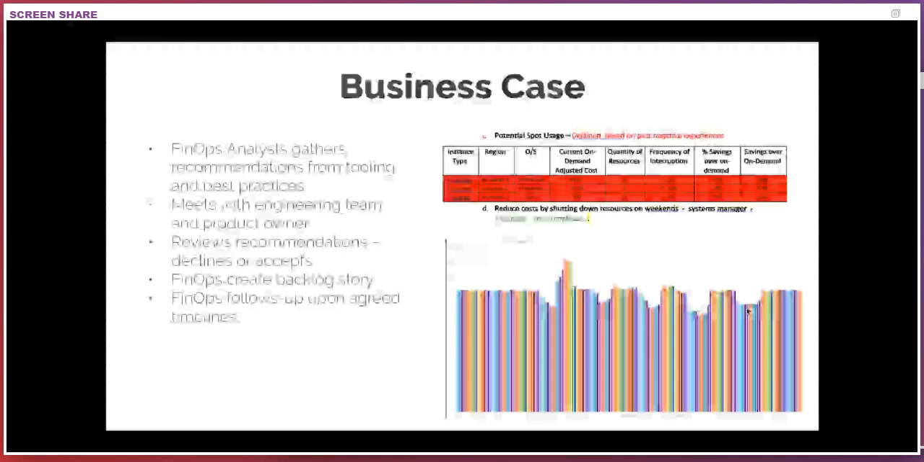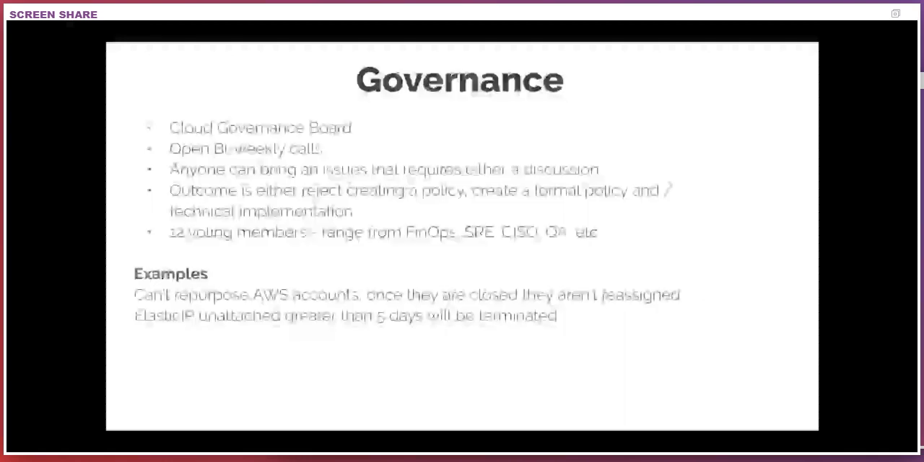And then lastly, I mentioned governance. So we've developed a governance board. It's been about a year now. We host biweekly calls. Anybody in the company can bring issues that they believe require further discussion. The outcome is usually a rejected policy, or we create a formal policy, or maybe there's some technical implementation that has to be done. There are 12 voting members on it, and that range from our FinOps team, our SRE leads, CISO, QA teams. So just a couple of examples of what our governance board might have come to it.